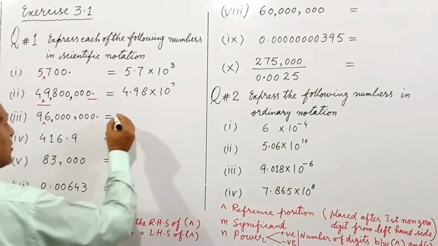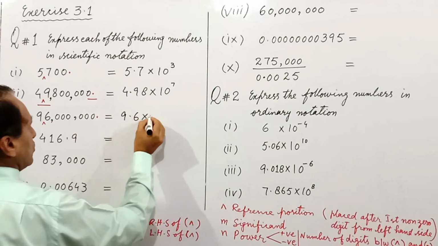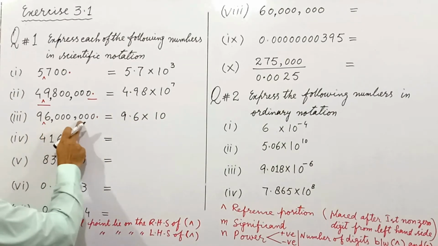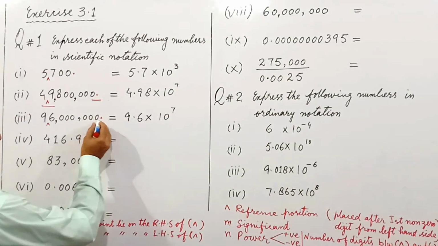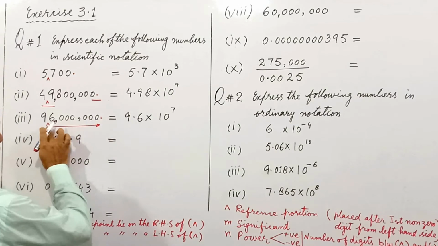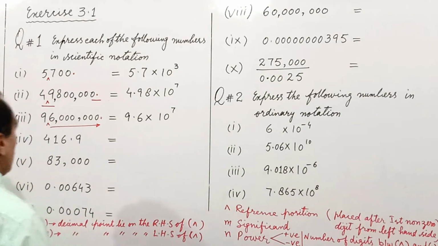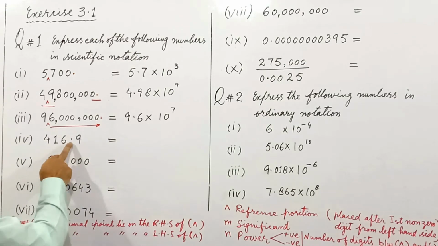So now we write the significand 9.6 into 10 raised to power. The power will be 1, 2, 3, 4, 5, 6, 7. 7 it is. As the decimal point is on the right hand side of the reference position, the power is positive. So now we move to the next part, part 4. Decimal point is already located.